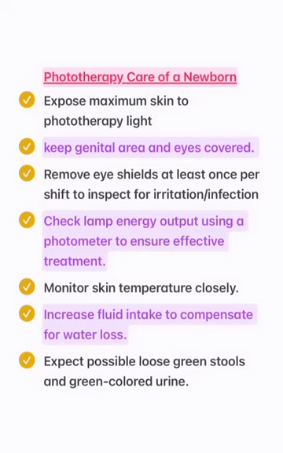The eye shield should be placed first and then put on the Billy bands, because when the baby opens the eyes inside the Billy band, there can be a risk of irritation, and for that we need to check every shift for irritation or infection in the newborn's eyes.